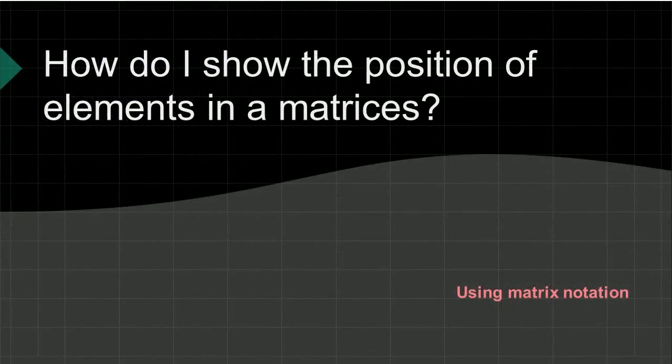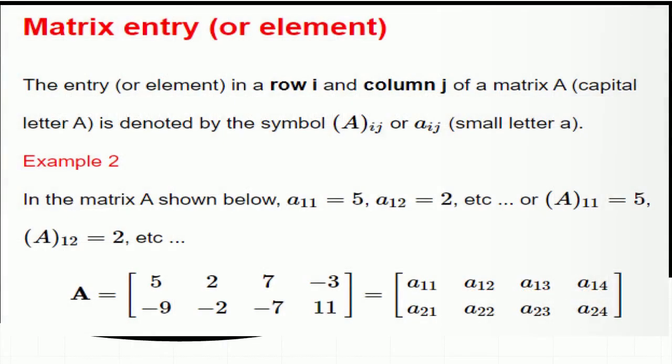How do we show the position of elements in matrices? Using matrix notation. I remember talking to us about matrix notation, and I said matrix notation is used to show the position of an element in a matrix. I tried to put this small note before the example so that we can all remember what we talked about. In matrix notation, an element is written with a small letter with a subscript of i and j, where i is the row number and j is the column number. So you look at this example here.